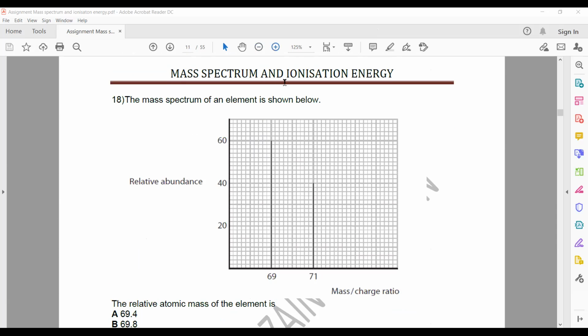Same way for this question, this mass is 69, percentage is 60%, and the mass is 71, and the percentage is 40%. So when you solve this question, it will be 60 multiplied by 69 plus 40 multiplied by 71, divided by 100. So it's 69.8, which is B, the right answer. That's correct, B.